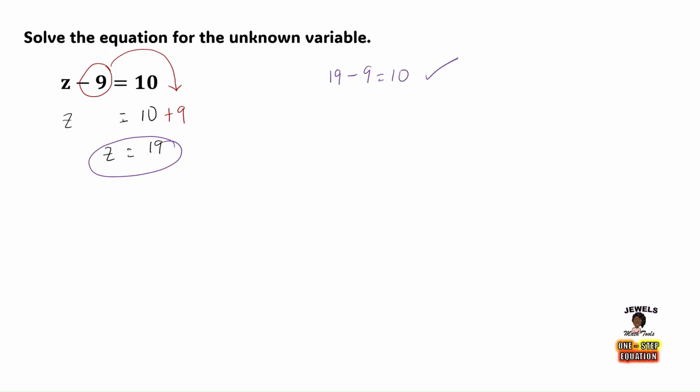Okay, so there you have it. We just solved two one-step equations involving subtraction, where we use addition, which is the opposite operation, to solve our equation. And remember that with these one-step equations, the good thing is you can always go back and check your answer by replacing your variable with the answer or the solution that you got for the variable.